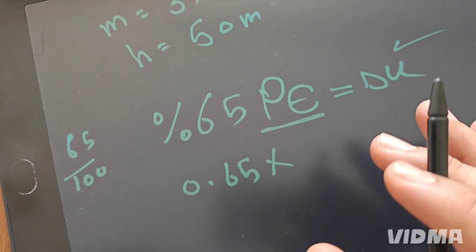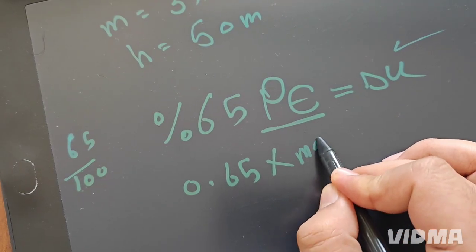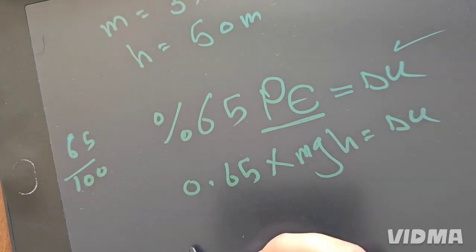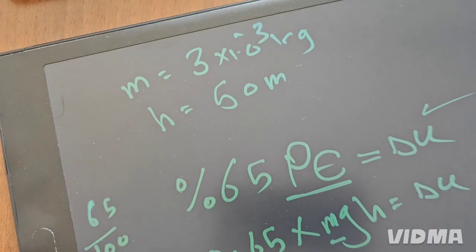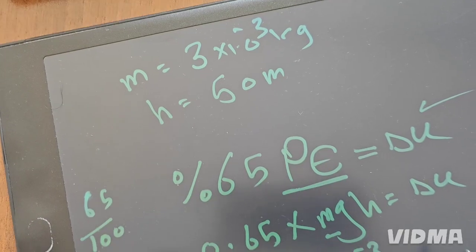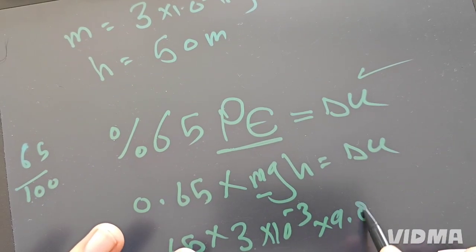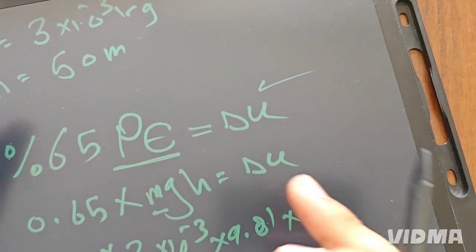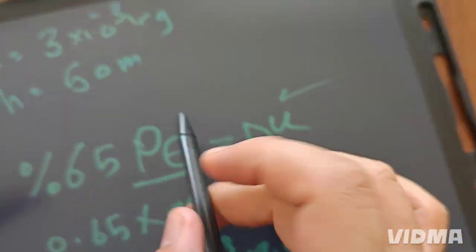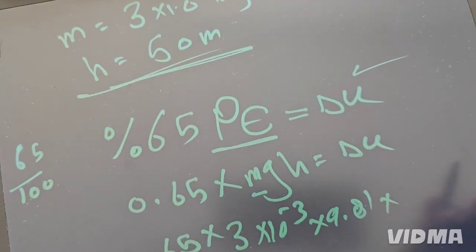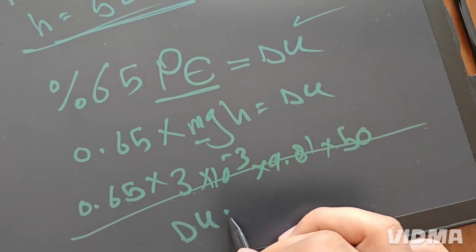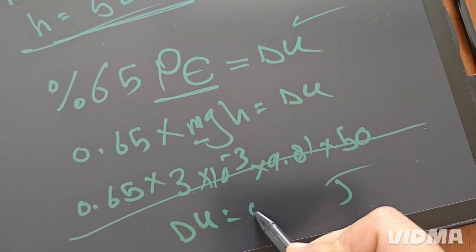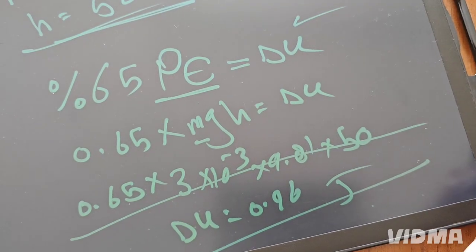And instead of potential energy, I told you the rule. What was the formula or the rule of potential energy? It was mgh, which is equal to delta U. So 0.65 times the mass of the pin, which was 3 times 10 to the power negative 3, times g, the acceleration, 9.81, times the height when you throw the pin up, the distance, which was 50 meters. You can multiply all of them and delta U is in joules. The answer becomes 0.96. Good.